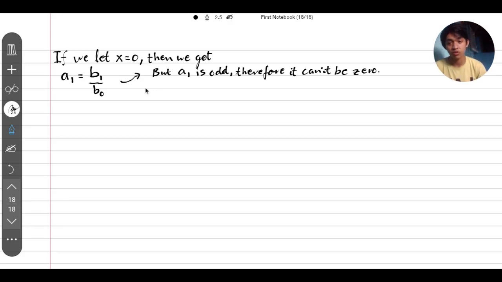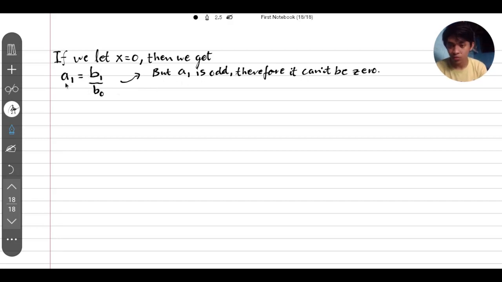from positive, say 1, 3, 5, 7, 9, 11, and so on. And as for the negative odds, we have negative 1, negative 3, and negative 5, and so on. So we know that by definition, even numbers are 0, 2, 4, 6, 8, 10, 12, and so on. So therefore, a sub 1 has an assurance that it cannot be 0. Therefore, we can now use that given in our b sub 1 and b sub 0.